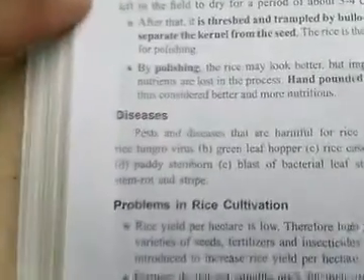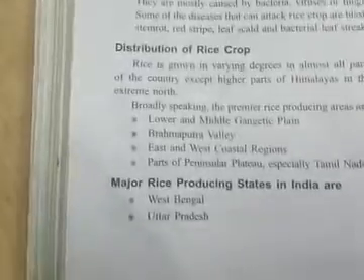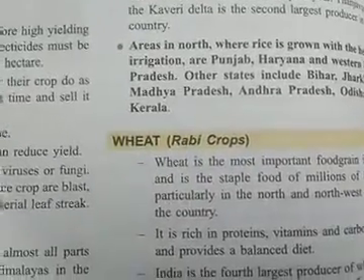Harvesting and processing. As I told in the beginning, these all things will be coming. Like we will read about the diseases also, problems in rice cultivation, distribution of rice crop, and like that. Then we will move to the wheat crop, and then you will read all the things once again about wheat. So please go through this lesson, and I will be updating you on the new things.